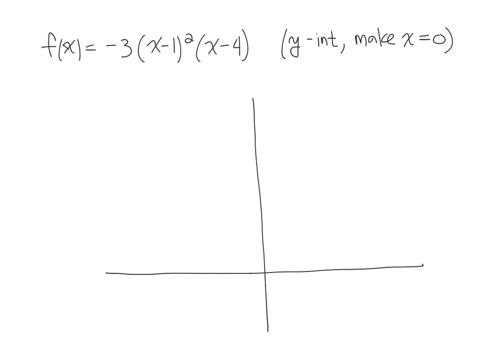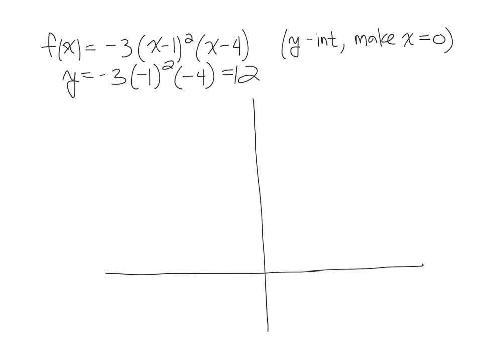In this final slide, we will be finding the y-intercept and sketching the graph. Remember, to find the y-intercept, you simply need to substitute 0 in for x and simplify it down. So the y-intercept will be -3 times, if you put 0 into this first set of parentheses, you get -1. Do not forget the square. If you put 0 in the second set of parentheses, you will get -4. And when you multiply all of these numbers together, you will get 12.